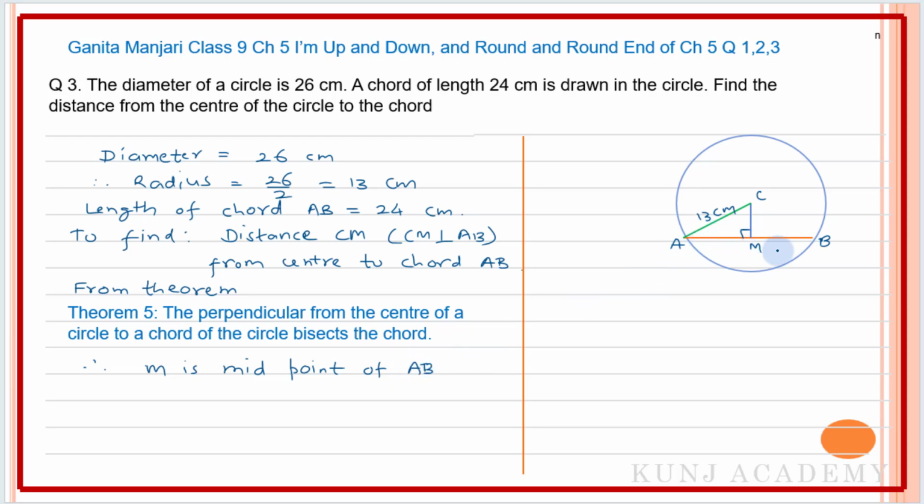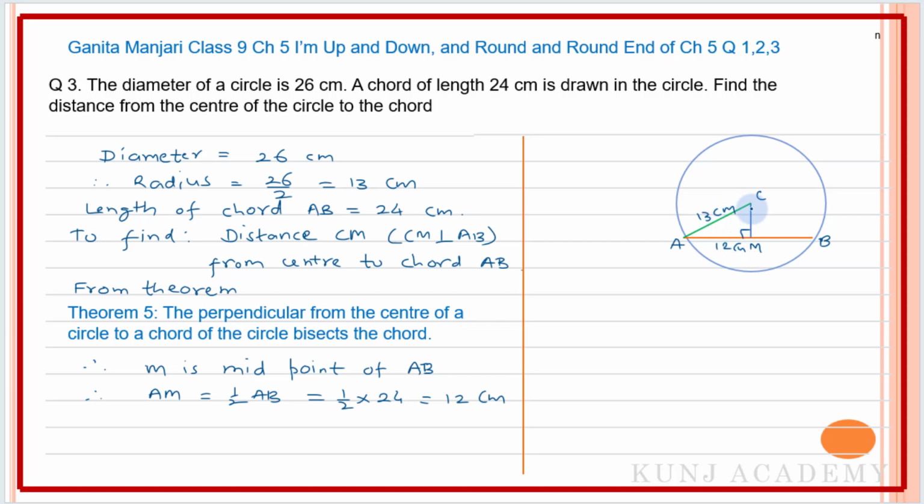Therefore, AM is half of AB, which is 1 by 2 into AB. AB is 24 centimeters, so AM is equal to 12 centimeters.